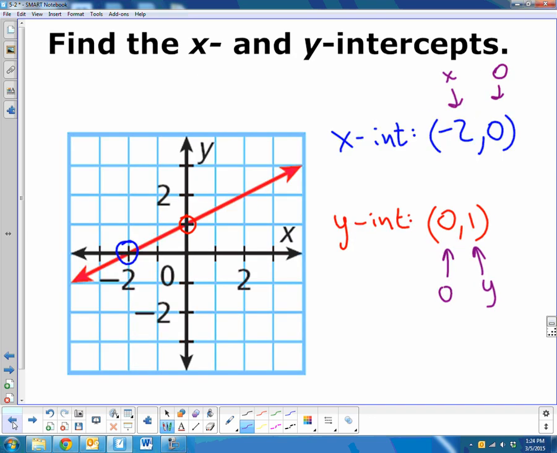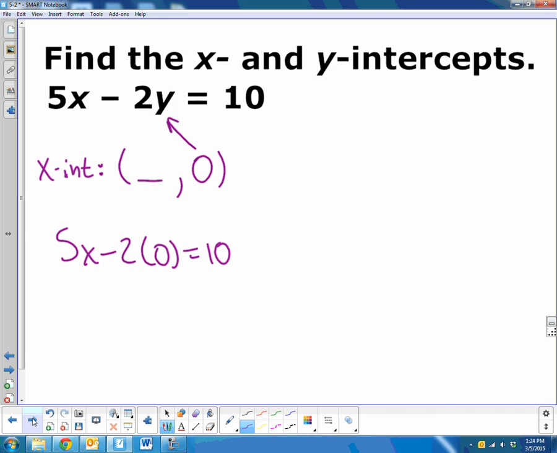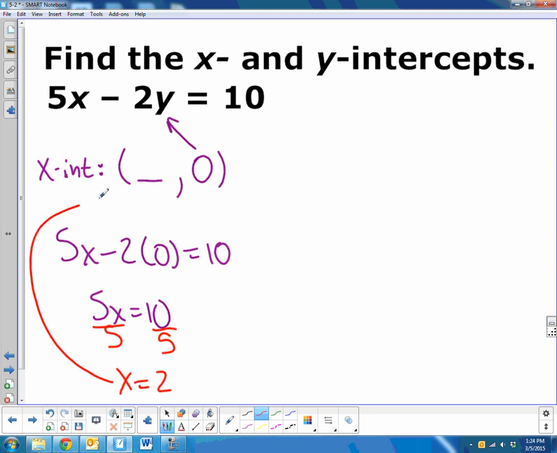Because if we look at the graph, the x-intercept is when y is 0. Here's 0 for y. The x-intercept is when y is 0. And so I know that y has to be 0. So let's solve. Well, 2 times 0 is 0. So 5x equals 10. You can either solve it by dividing both sides by 5, or just realize that 5 times 2 is 10. So x is 2. So my x-intercept is (2, 0).